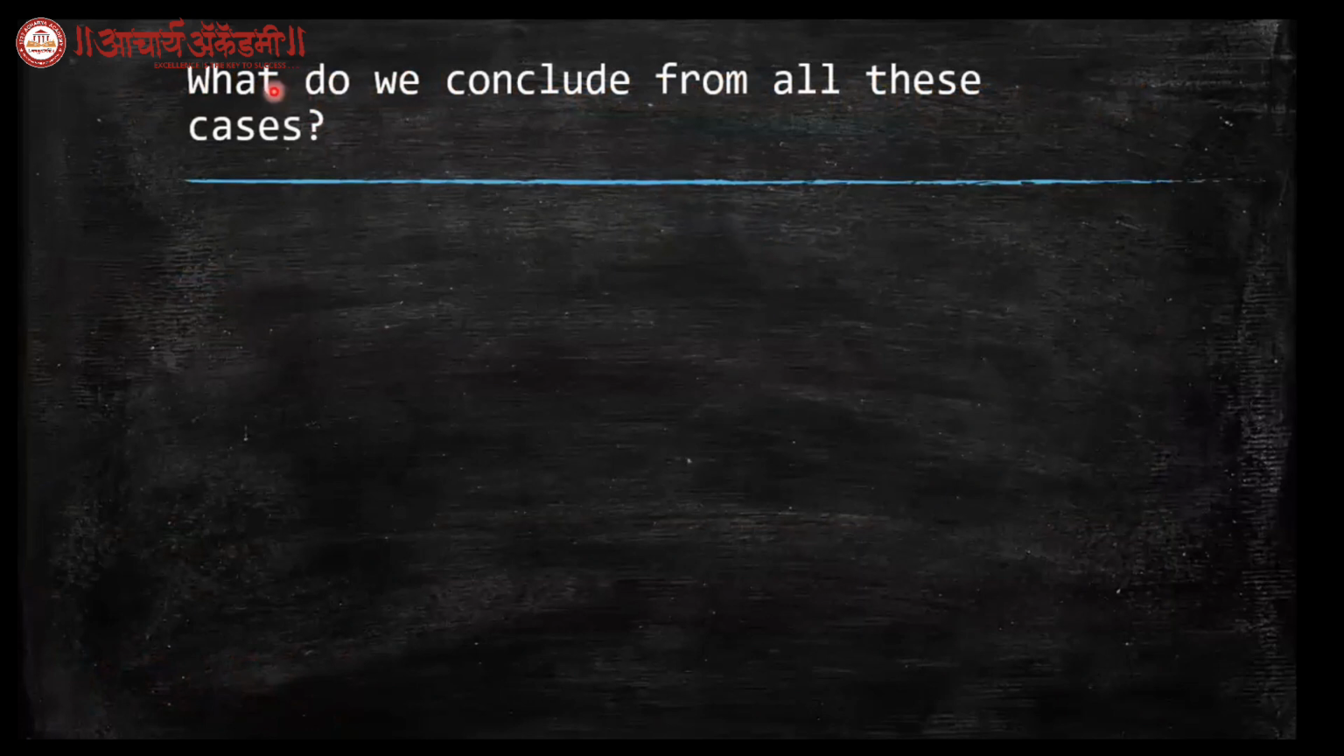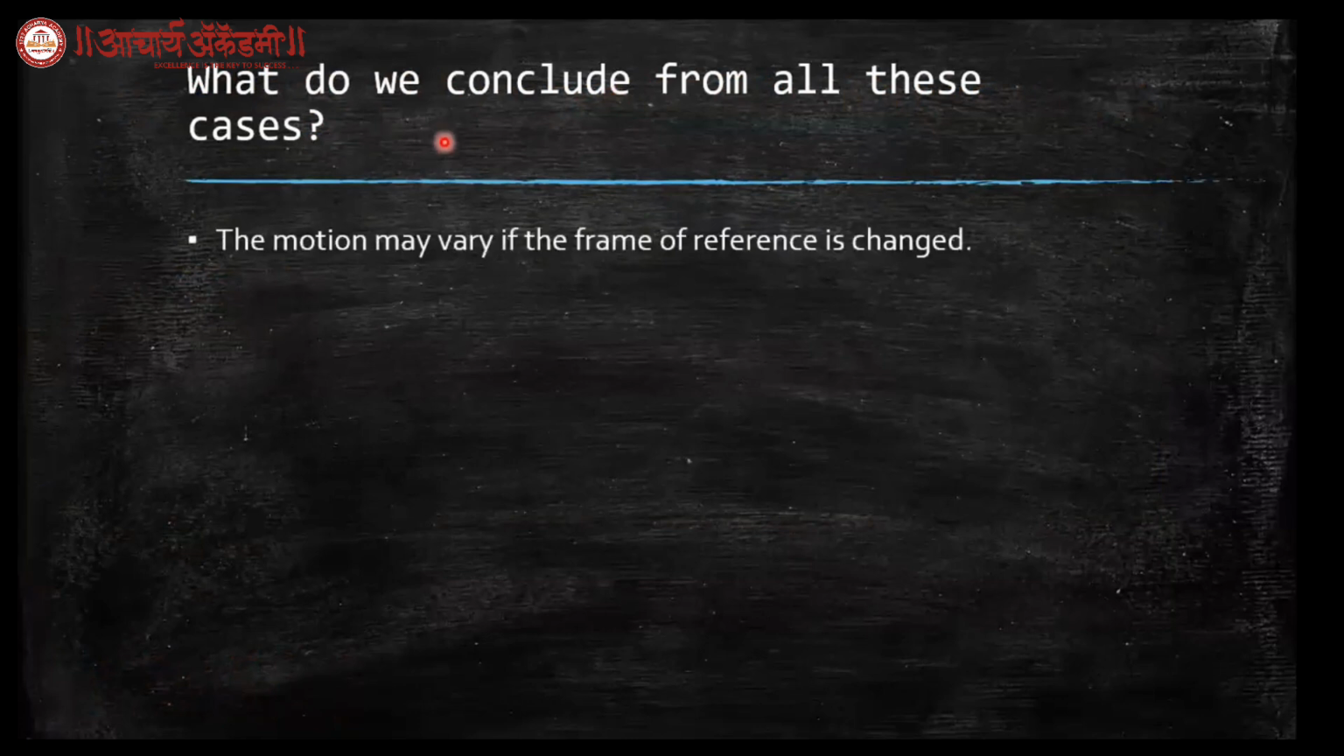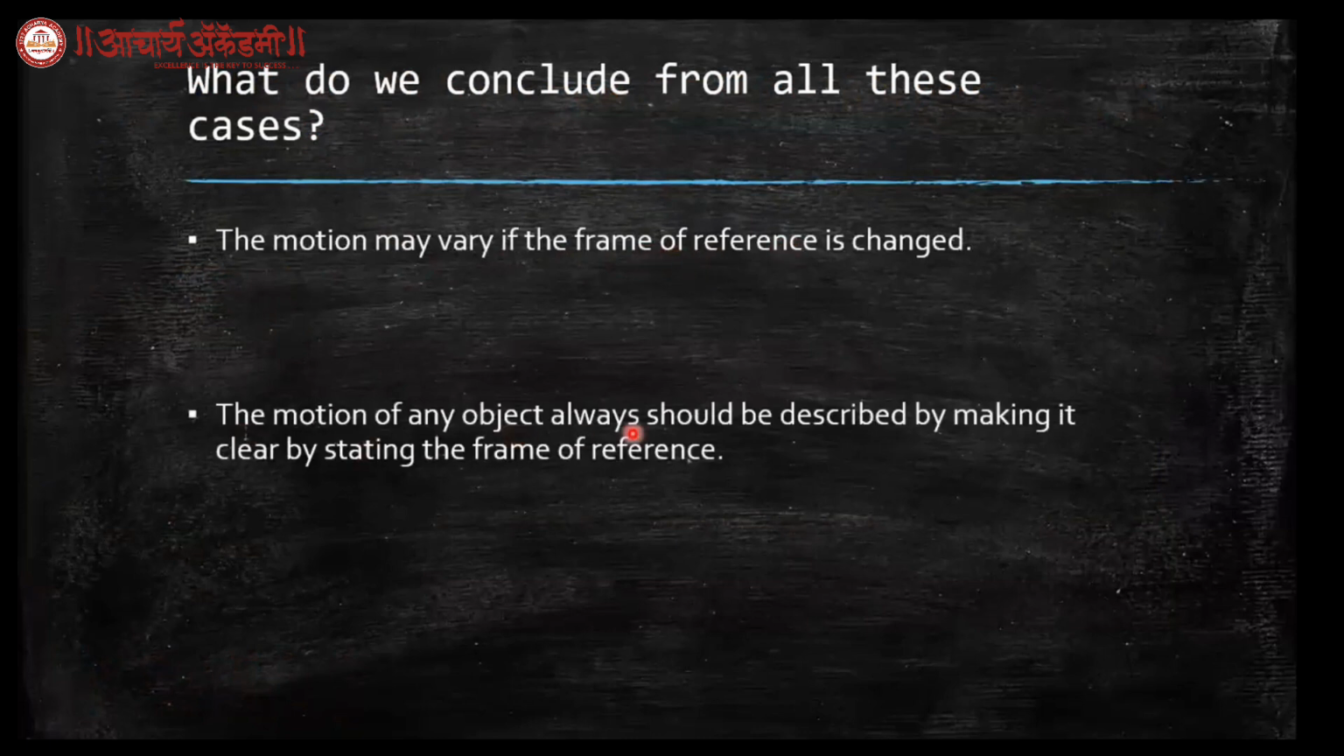So we are going to discuss what we conclude from all these cases. Firstly, the motion may vary if the frame of reference is changed. Second, the motion of any object should always be described by clearly stating the frame of reference. If the frame of reference is not stated, the motion may vary and the question or answers may go wrong.